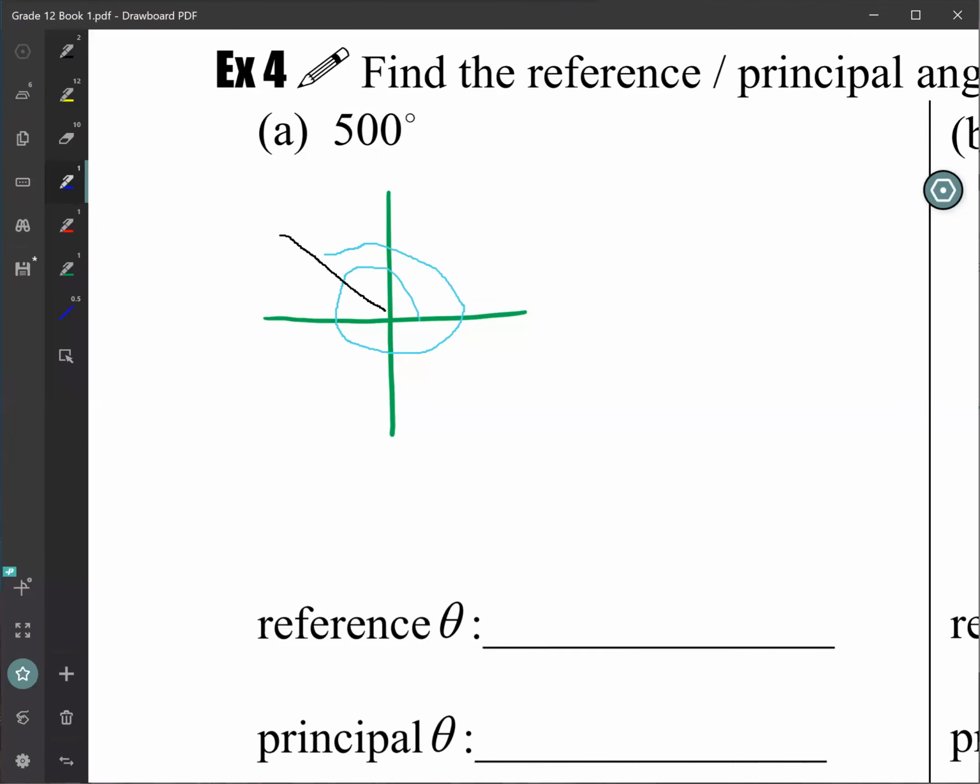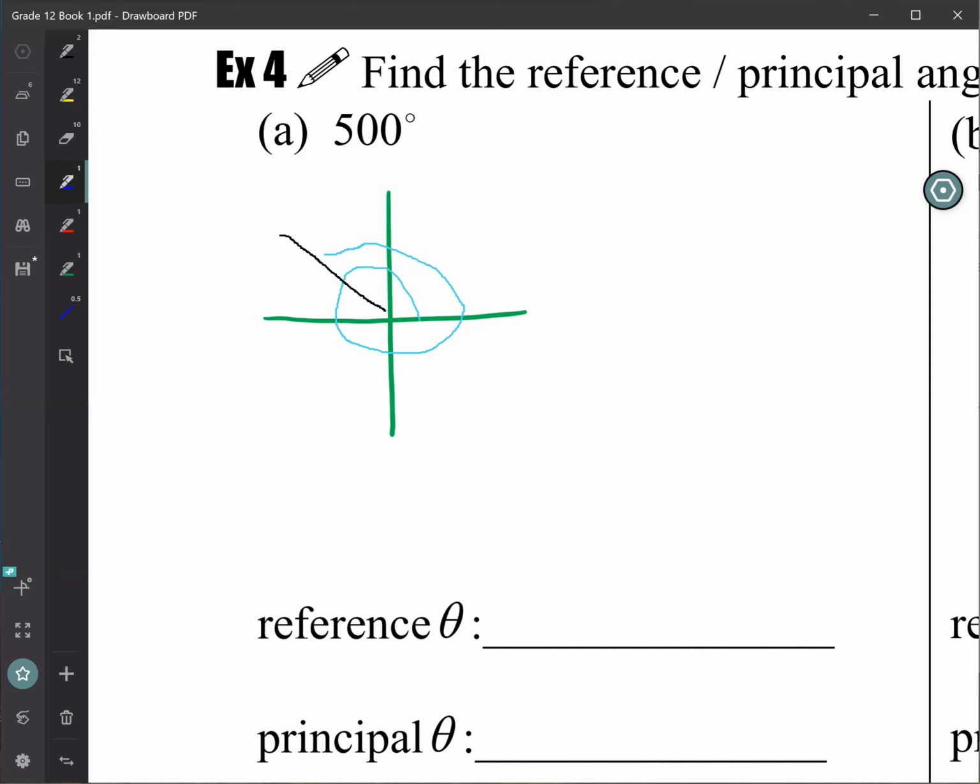Okay, looks good. So that's 360, right? 360, and then we have to turn about 100 something more, right? And then that will end up at 500. So we will stop in quadrant 2. So where is the reference angle?